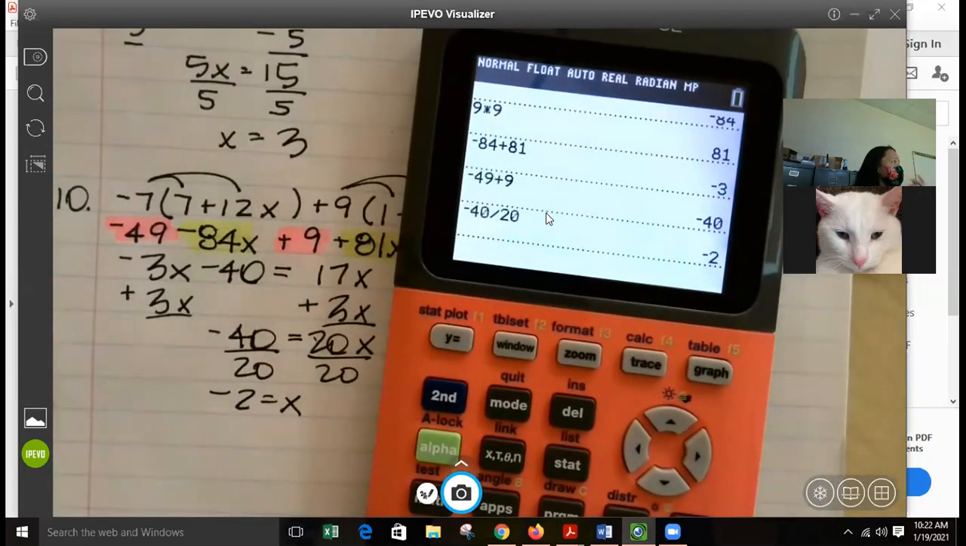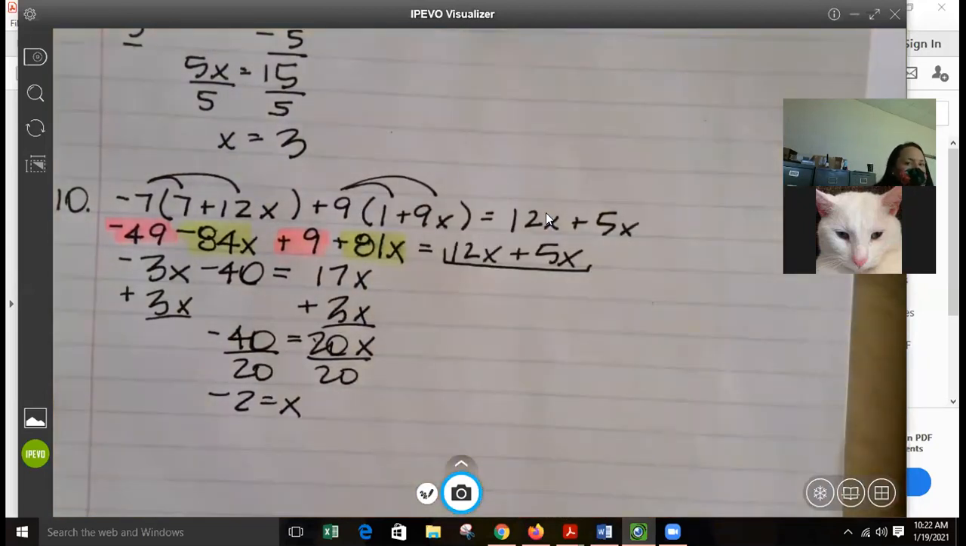Guys, use your calculators to check if you want to. So you can write your answer down and then check to make sure that you did it right in your head.